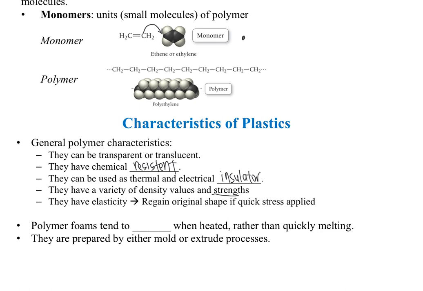Plastic bags being one of the weaker types, and then something like a jug being a lot thicker and more robust. They have elasticity, so if you apply some stress to it, they can go back to the original shape. When you heat them, they tend to soften rather than just melting, and because of that, you can use them to make molds.